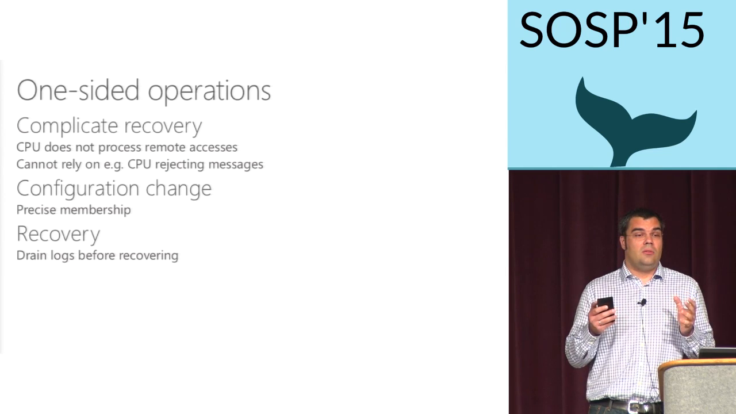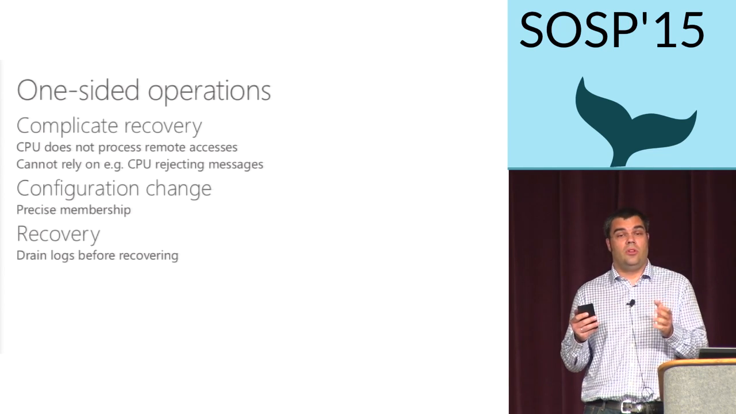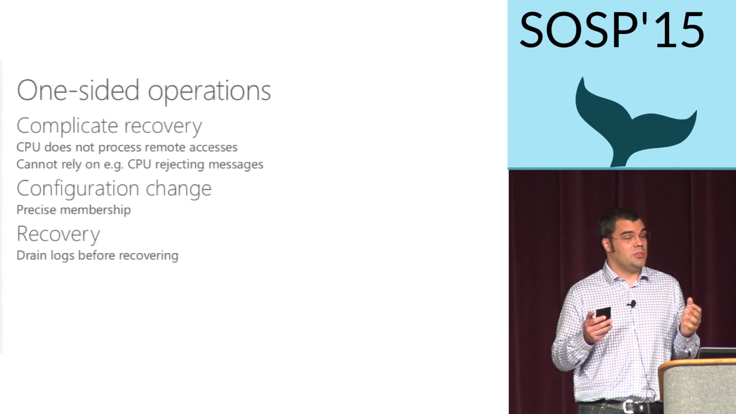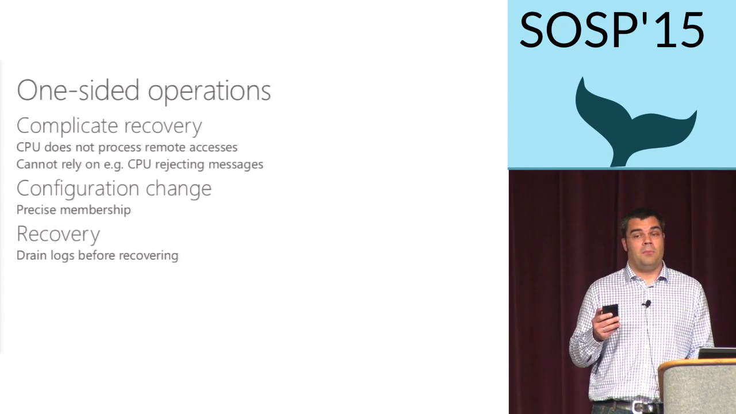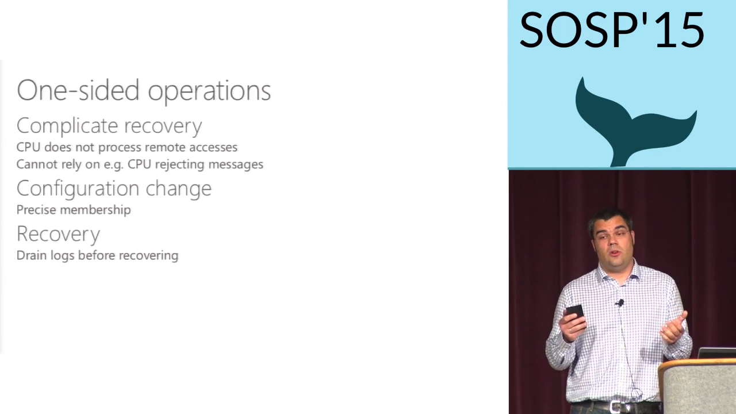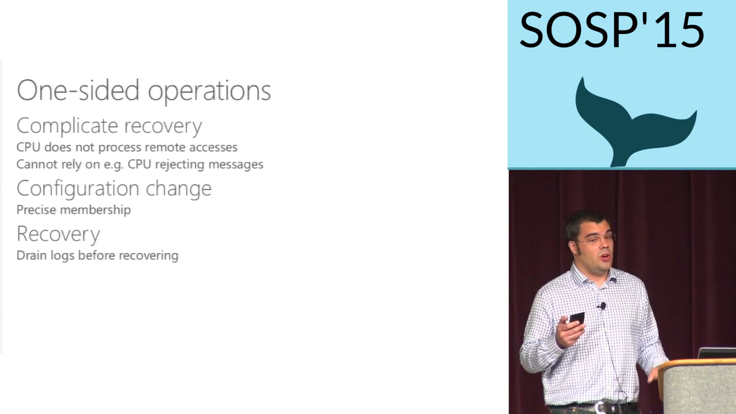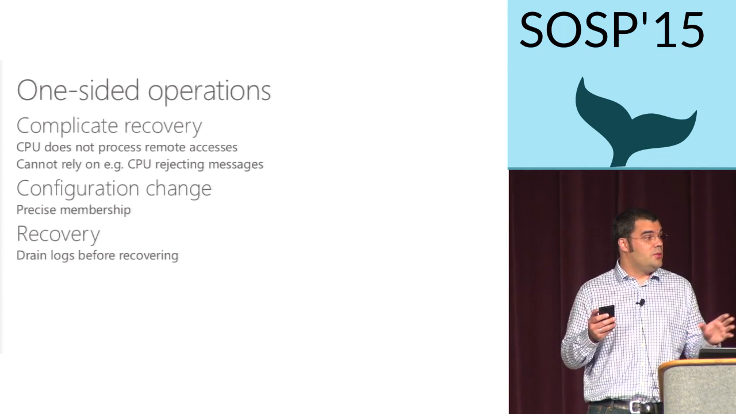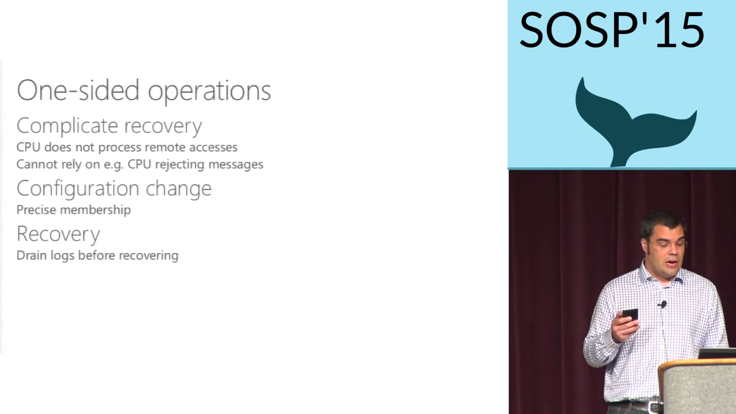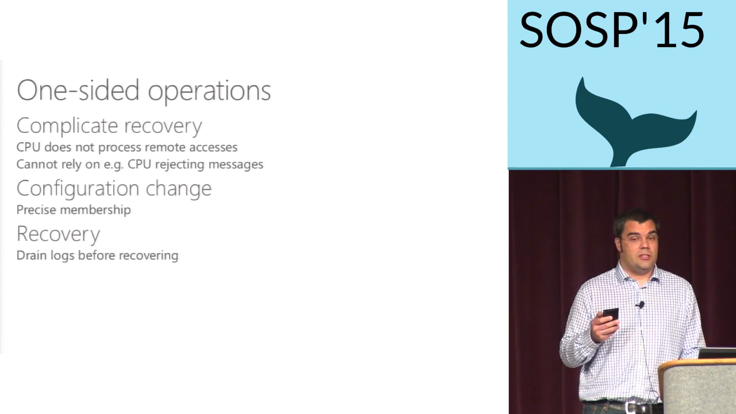So typically what similar systems would do is receive a request and then not respond to it, for instance, if the machine doesn't have the lease anymore. But we cannot do this because the NIC doesn't know about the leases, so the NIC is going to respond anyway. And for this reason, we need to change the way we recover from failures.